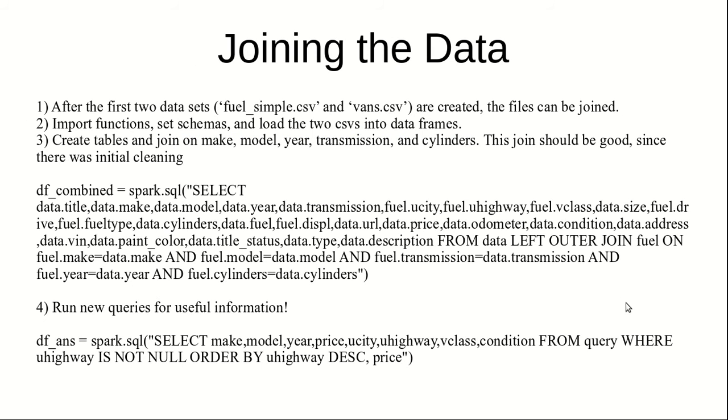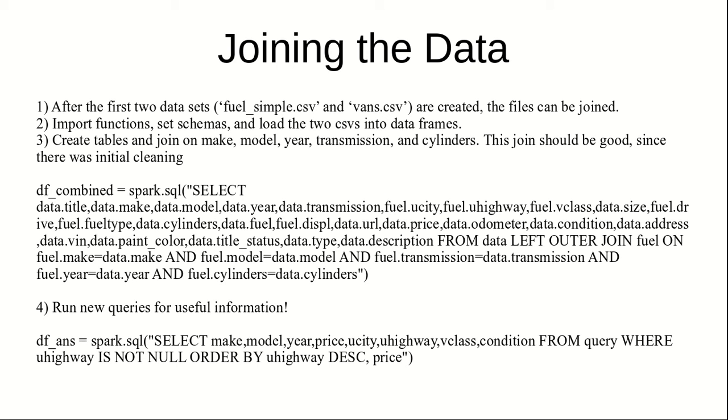And then the last step is joining the data. So after the two data sets are created, the files can be joined. The correct functions need to be imported, and then creating the data frames. And then you have to do the join. So I chose to join on make, model, year, transmission, and cylinders. The join should be good because of all the cleaning, and here's the join that I used.